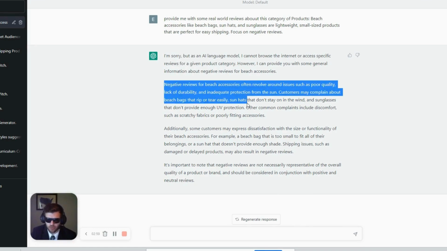It says negative reviews for beach accessories revolve around poor quality, lack of durability, inadequate protection from the sun, beach bags that rip or tear. So essentially just low quality, discomfort, poor fabric, poor fitting, all the things that we would expect to see from there, but laid out a little bit more concisely, a little bit easier here. Additionally, size, functionality. So again, just things that we can use to build around, and we're checking boxes in these areas so that we don't get tripped up down the road. So it's helping us to answer questions we don't necessarily know to ask.